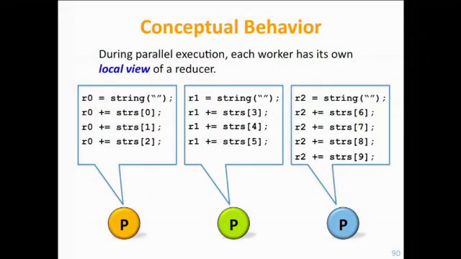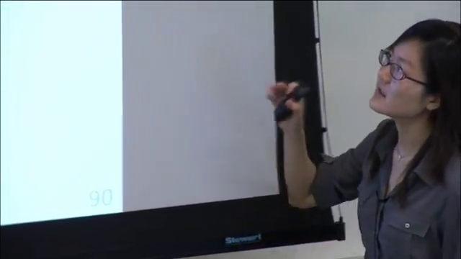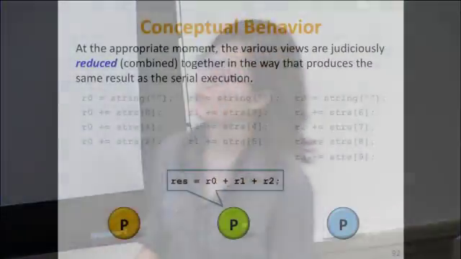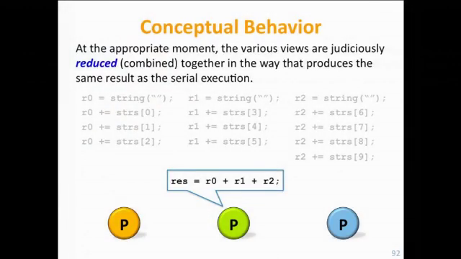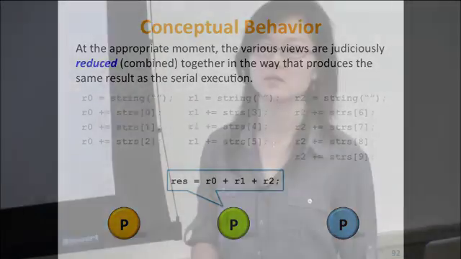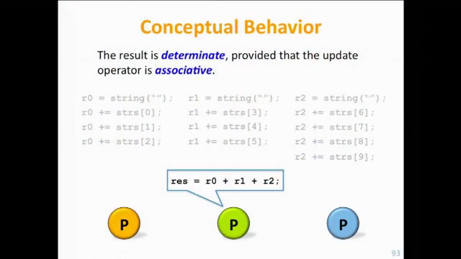Okay, so conceptually, how does it work? Well, during parallel execution, here I have 3 workers, and say the loop iterations are divided across the 3 workers. Essentially, conceptually, what the reducer does is that it creates a local view for each worker to accumulate its updates on. And at the appropriate point, these local views get reduced or combined together in a way that produces the same result as serial execution.